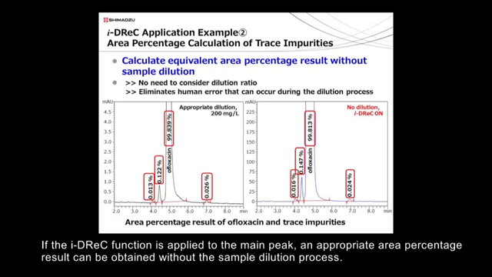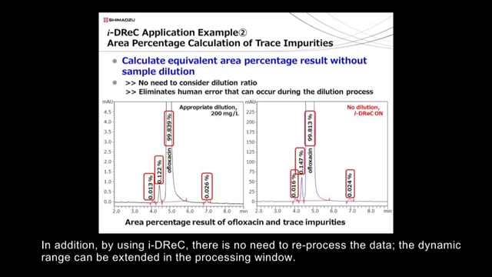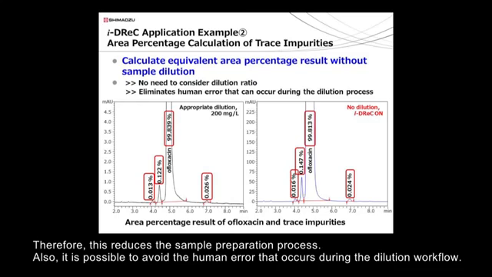If the DReC function is applied to the main peak, an appropriate area percentage result can be obtained without the sample dilution process. In addition, by using DReC, there's no need to reprocess the data. The dynamic range can be extended in the processing window. Therefore, this reduces the sample preparation process. Also, it is possible to avoid the human error that occurs during the dilution workflow.